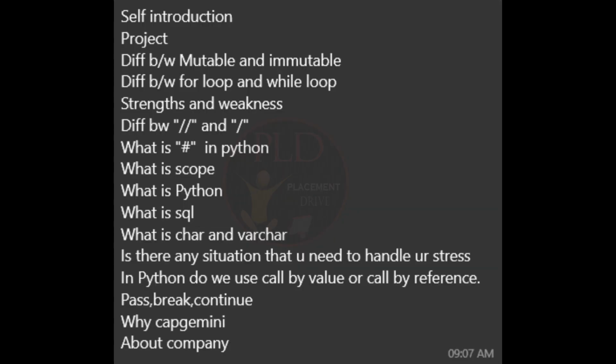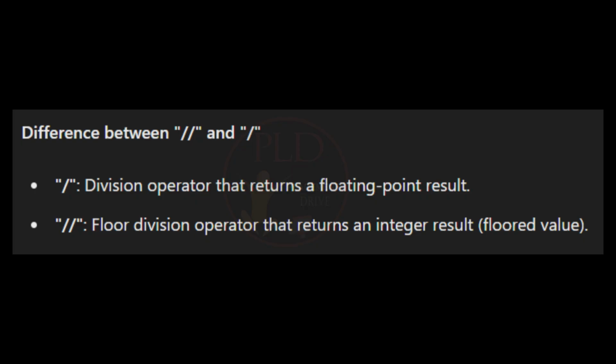The fifth question is strengths and weakness, and the sixth question is difference between double slash and a single slash. A single slash is a division operator that returns a floating point result. The double slash is floor division, an operator that returns an integer result.